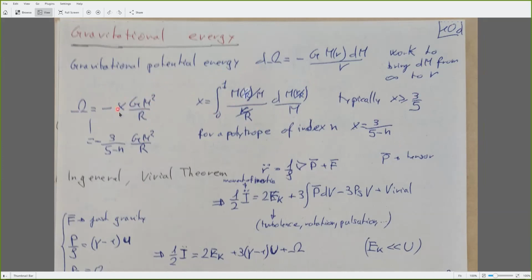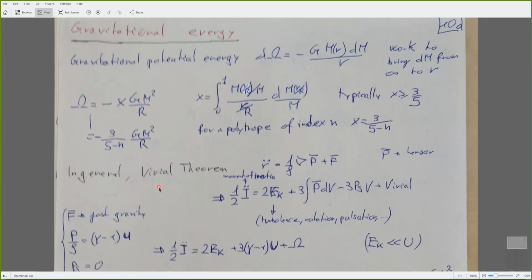Typically, this factor is greater than 3/5, so the potential energy is always greater than 0.6 multiplied by this one. For the polytropes that we'll see soon, you can calculate that it is exactly this value depending on the index. You have this one. But okay, have fun.